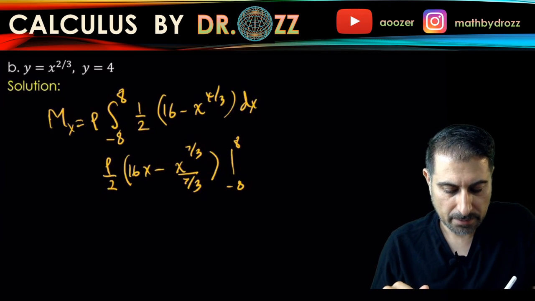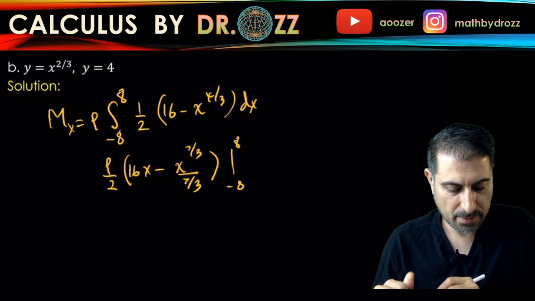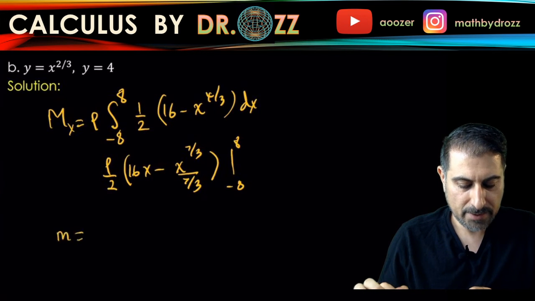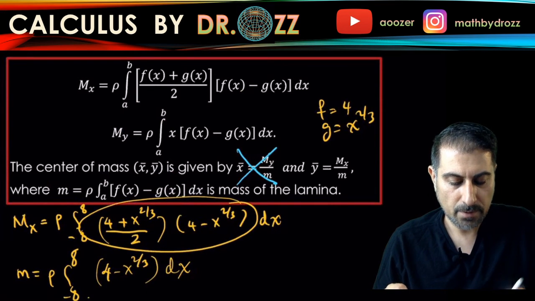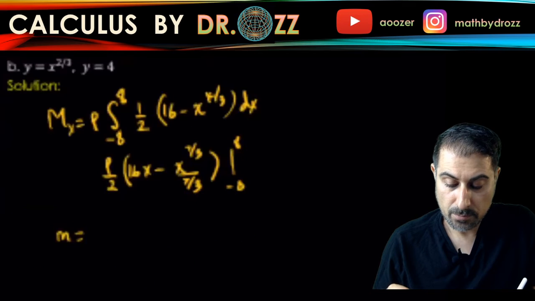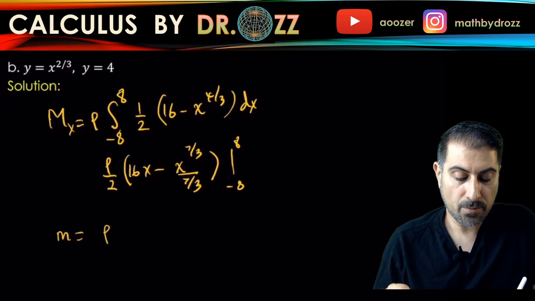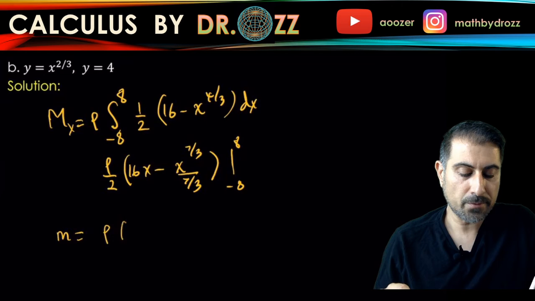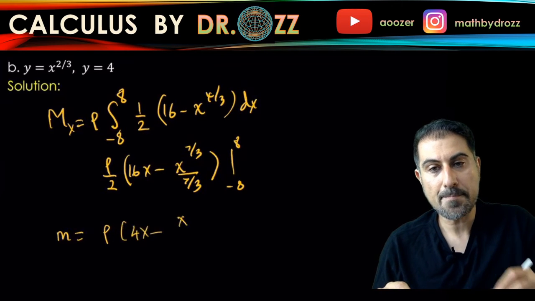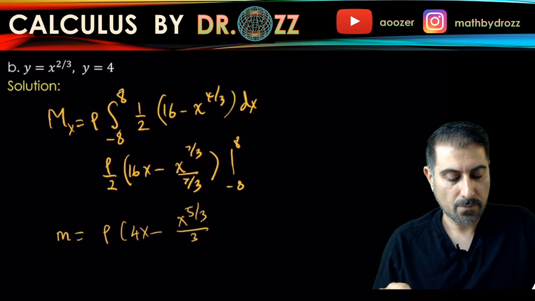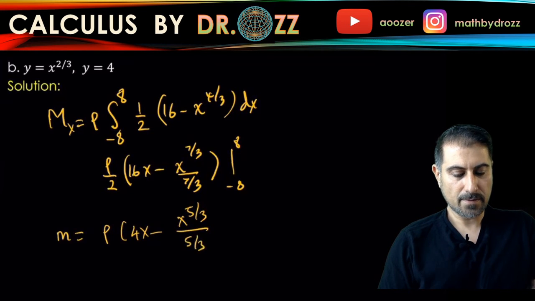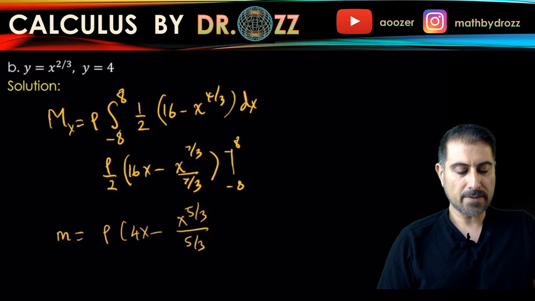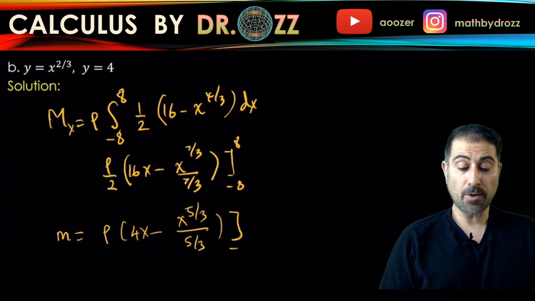And let's do the calculation for little m. So that is rho times 4x minus x to the power of 5/3 divided by 5/3, from -8 to 8. Lots of integrations. Please go ahead and just do those calculations.